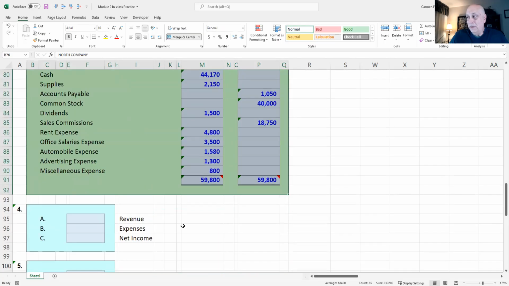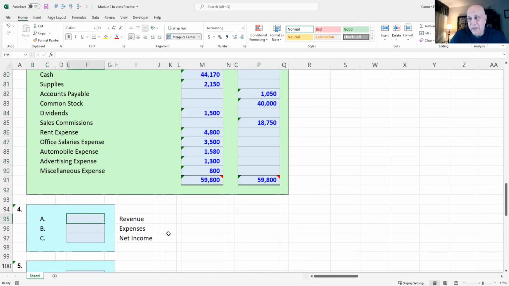Just below here, I want to call your attention to some figures in accounting. Revenue minus expenses equals your net income. So what is the revenue for the period? Our revenue for the period is $18,750. Our expenses are going to be all our expense accounts, from rent expense on down to miscellaneous expense. That totals $11,980. So how much money did the company make? It's going to be our revenue minus our expenses. The company made $6,770 for the period. That was the amount of net income the company made.